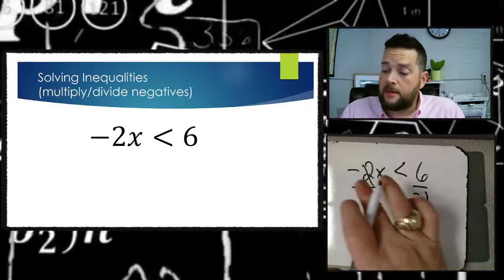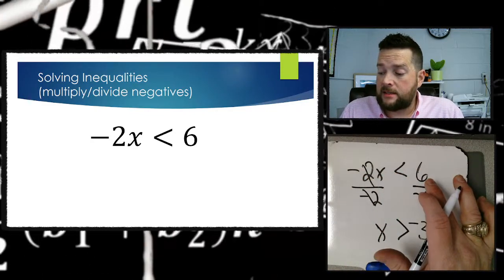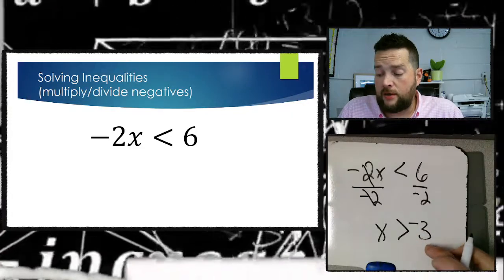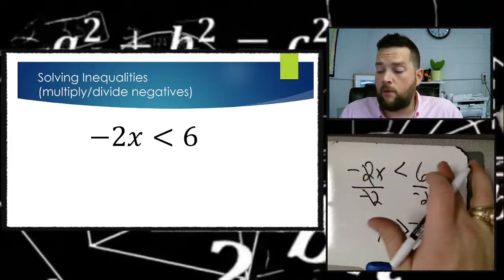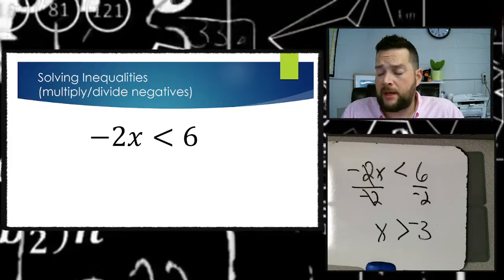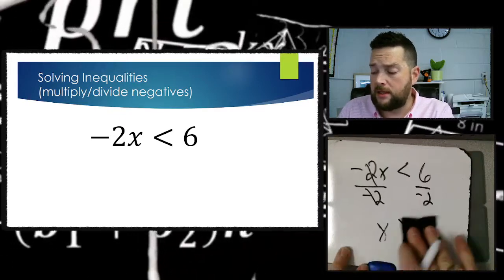So -2x is less than 6. When you solve that, you find that the x has to be greater than -3 in order for that statement to be true. Now let's talk about this rule a little bit, all right? Because there's a lot of confusion with this, okay?